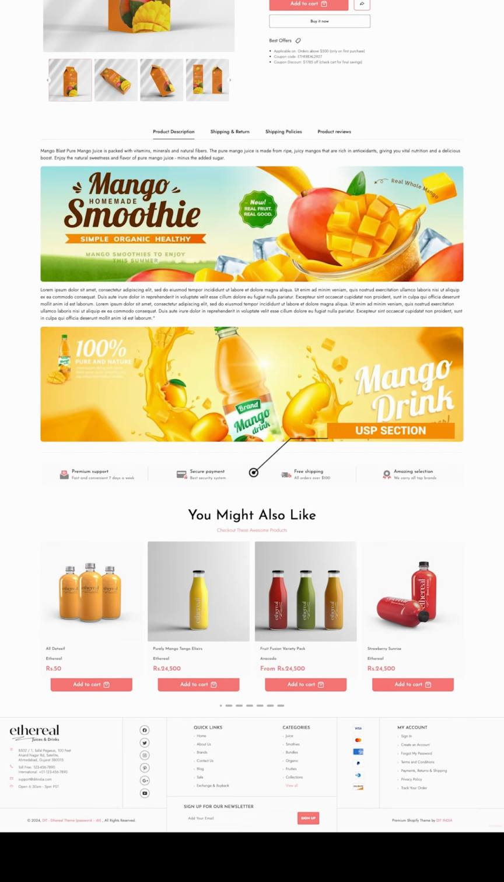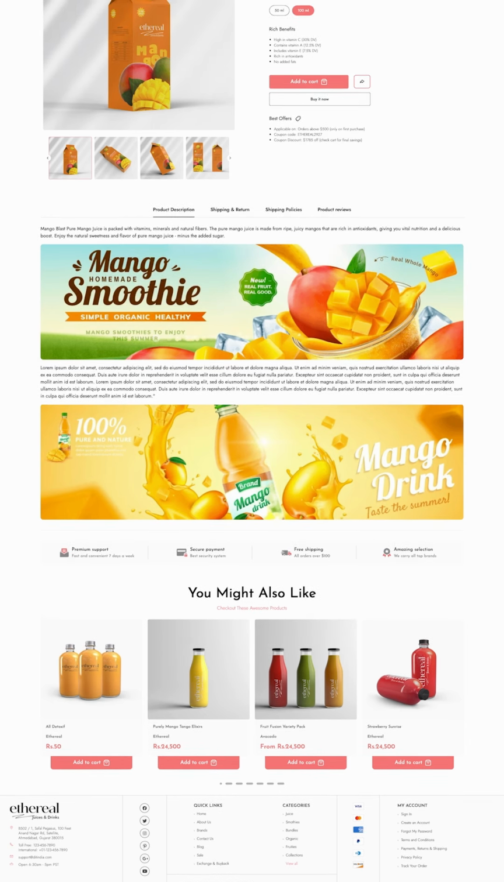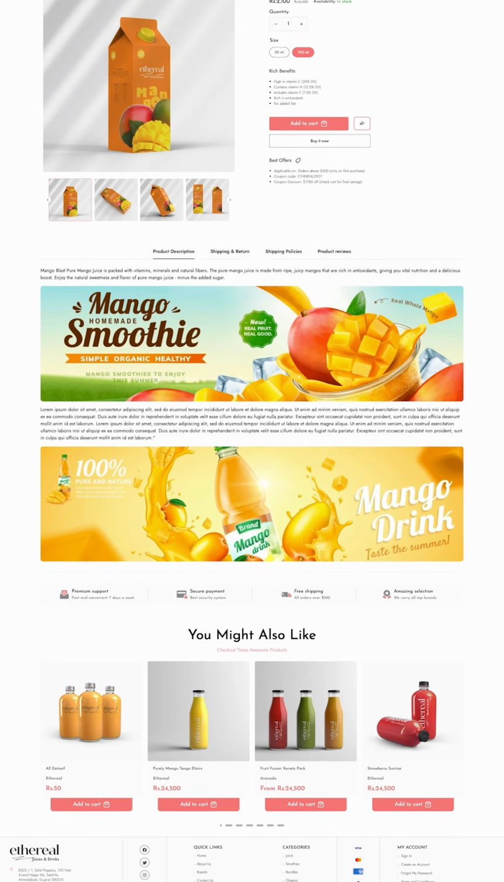Seventh is USP section. Eighth is suggested or related products. Ninth is footer section.